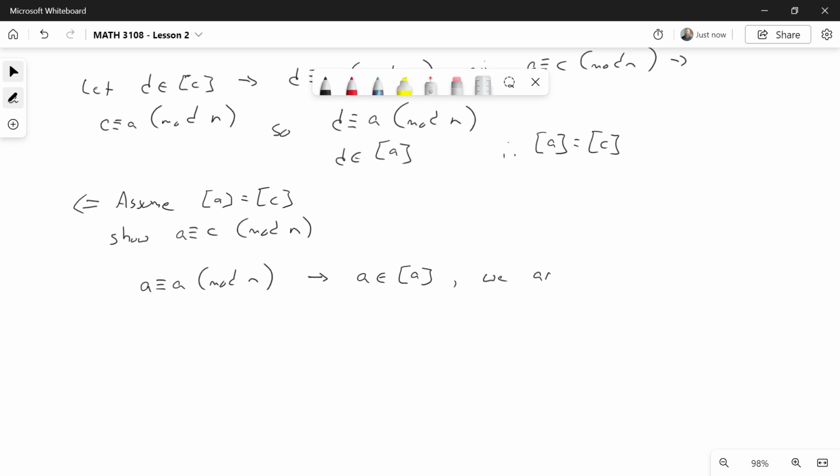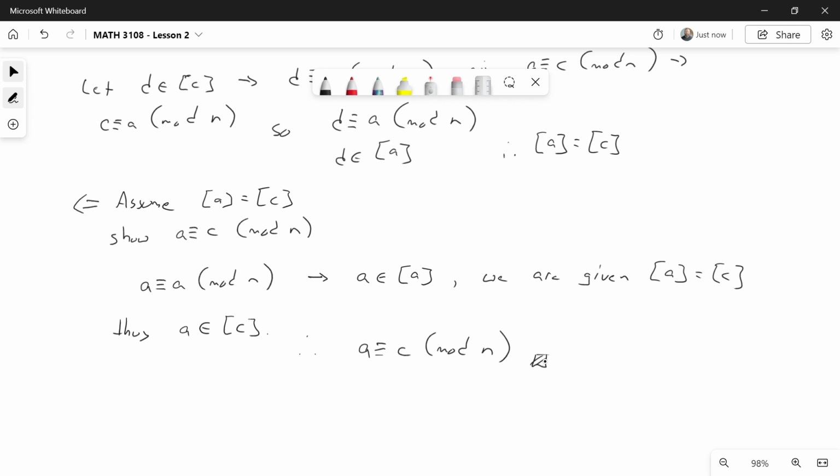We are given that the congruence class of A is equal to the congruence class of C. Thus, A has to also be an element of the congruence class of C, and therefore, by definition, since A is inside of C, that means A is equivalent to C mod n. And that's the end of our proof. Told you the other way was super easy compared to the first way, but even the first way wasn't all that bad. So now we know when two things are going to be equal to one another.